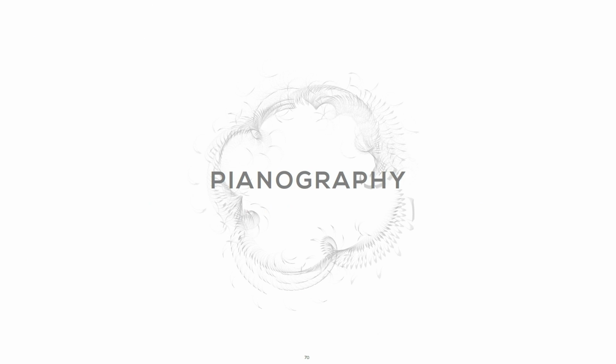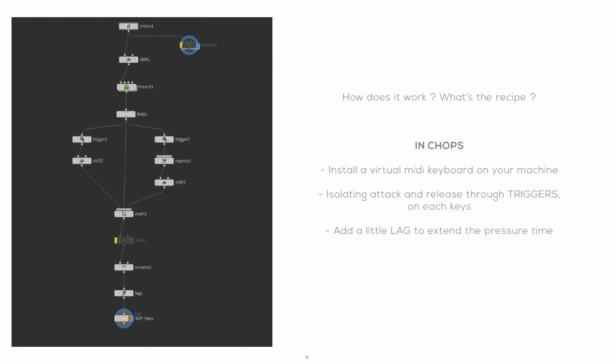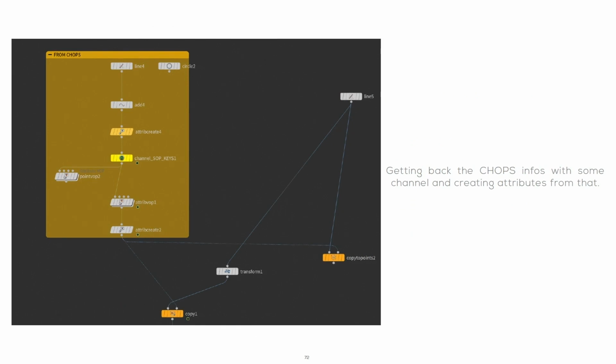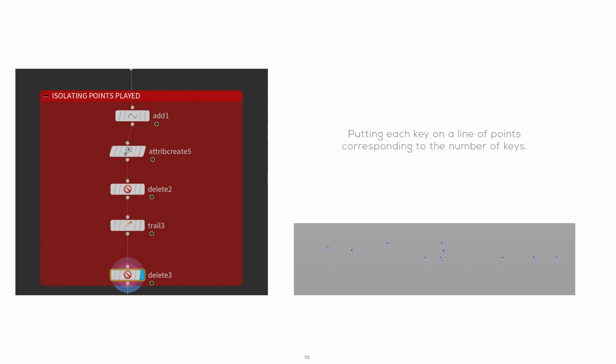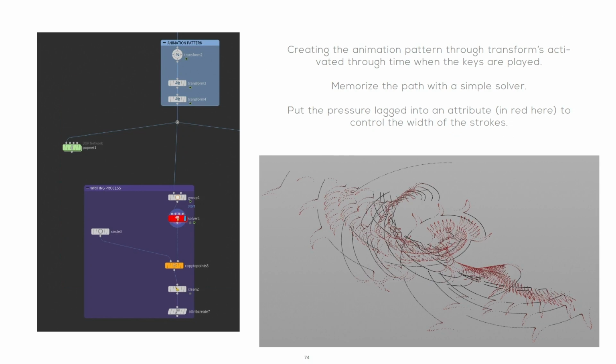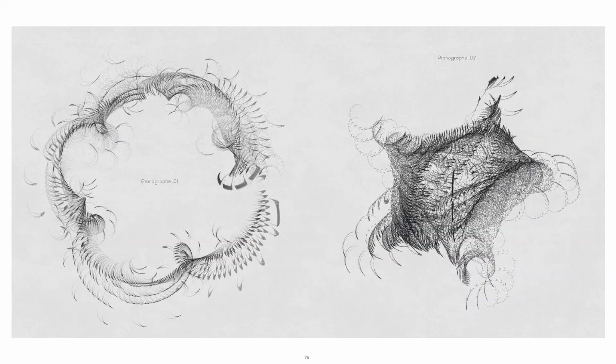I've called that pianography, because it's kind of calligraphy with piano. I'm very short on time here, so if you want some explanation, I can talk with some of you if you want some input. Basically, it's playing in CHOPs, getting that back into the SOPs, playing on some points and influencing the points with some lag attributes and a solver to create this kind of calligraphic cross-hatching thing to finally create this kind of stuff here.